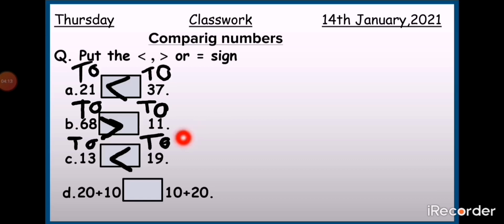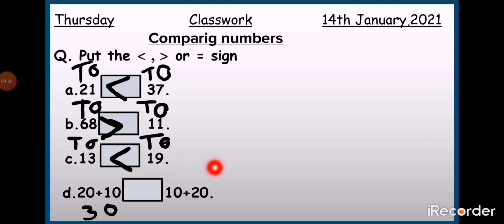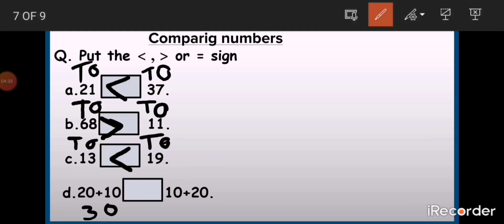Now look at the last part. 20 plus 10 and 10 plus 20. These are two number sentences here. First we solve them. 2 tens means 20, 1 ten means 10. So 20 plus 10, 2 tens plus 1 ten, is 30. And again, 10 plus 20, 1 ten plus 2 tens, the answer is 30.